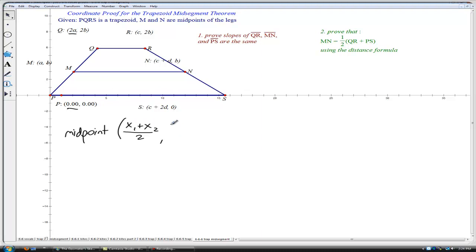The second part is the average of the y values. So we have y1 plus y2 divided by 2. And when I'm talking about average, more specifically, we're finding the mean. So I would now be adding the two y values and dividing by 2.